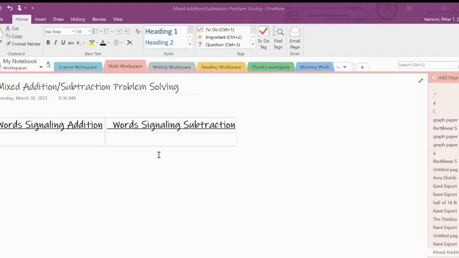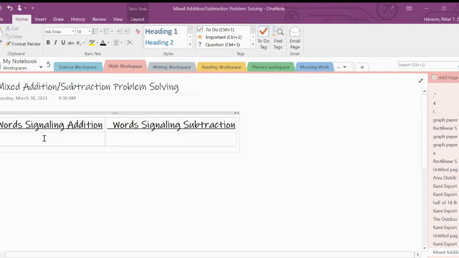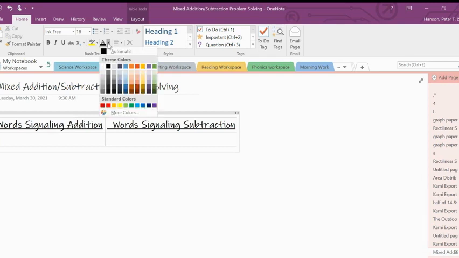Problem solving. Okay, we're going to review a little bit with addition and subtraction and thinking about how we can use the words that are in word problems to help us determine whether we need to add or subtract. The first thing that we need to do is think a little bit about what words signal or tell us to add or subtract.